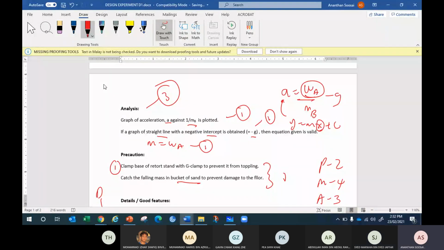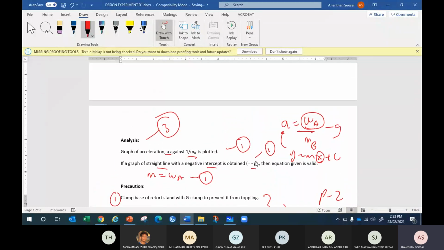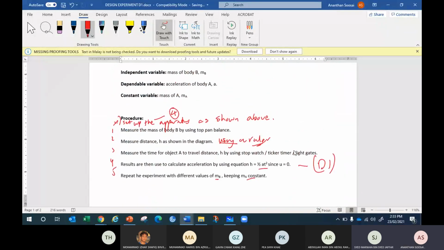Yeah. So here you don't need to calculate, you just tell that the y-intercept is negative G, that's it. You can't calculate G, right? Because you don't have data, right? Data is not given in this experiment. You are just asked to design only, that's it. Okay. Any other questions?